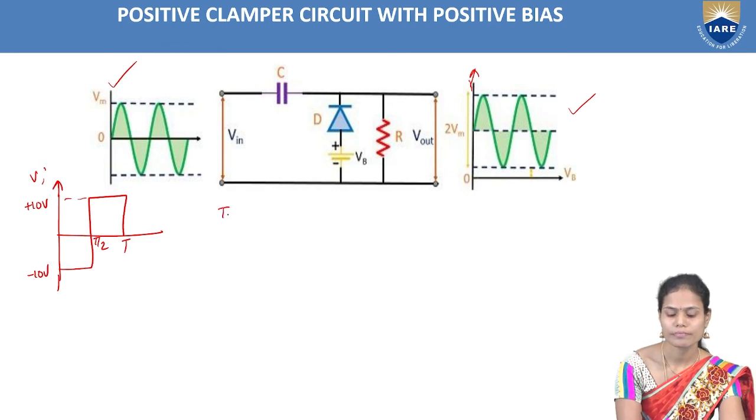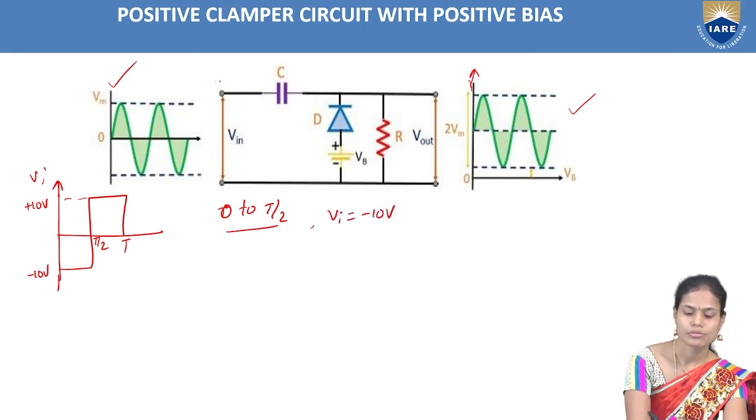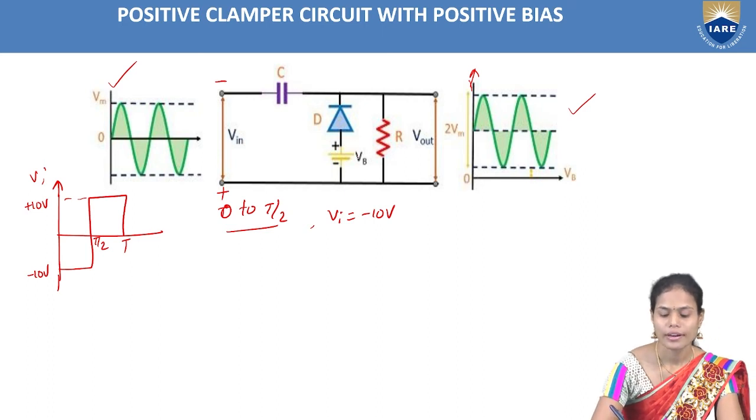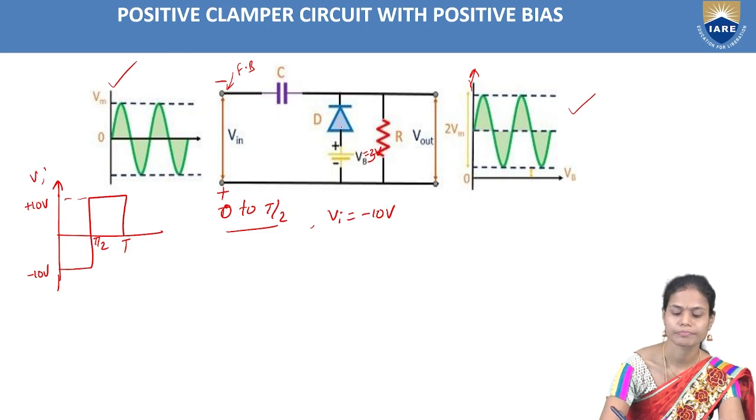So, during 0 to T by 2, input voltage is minus 10 volts here, minus plus. And the battery voltage I am taking here as 3 volts. During the minus 10 volts duration of the input signal, for the cathode terminal we are providing the negative voltage and for the anode terminal we are providing the positive voltage. So, VI is making the diode forward bias. But what about VB here? VB also making the diode forward bias. Why? Because for the anode terminal we are providing the positive voltage. So, both the battery voltage as well as the input voltage are making the diode forward biased.